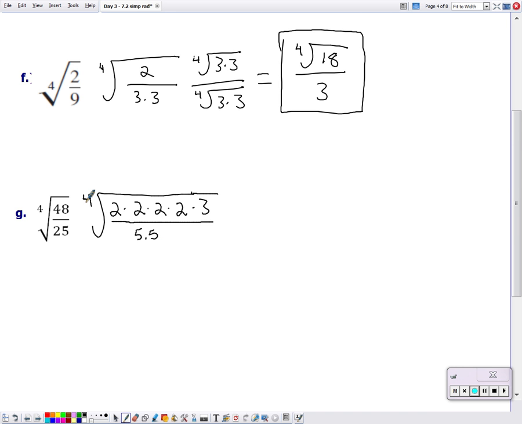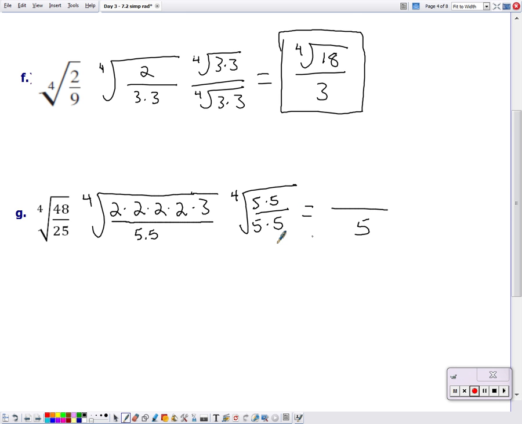Well, again, this is a fourth root. I need 4 to make a perfect fourth. I have 2. I need 2 more for a perfect fourth. So I'm going to go 5 times 5 over the fourth root of 5 times 5, because this all divides out to be 1. So my denominator is just going to be 5.